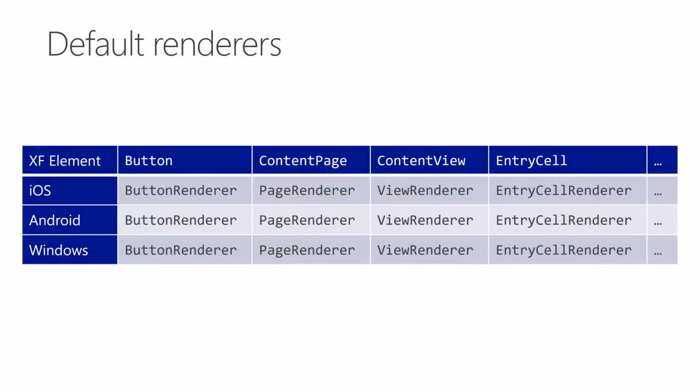Xamarin.Forms includes a renderer for each visual element on each supported platform. You can see a small selection of those renderers here. There's also a complete list of these renderers on developer.xamarin.com, or you could just go check out the GitHub source for Xamarin.Forms and take a look at them there.